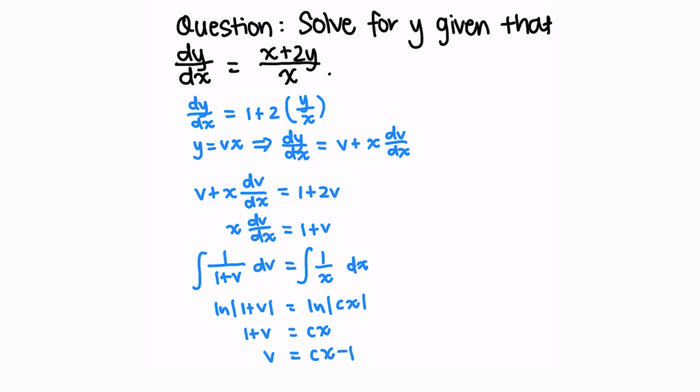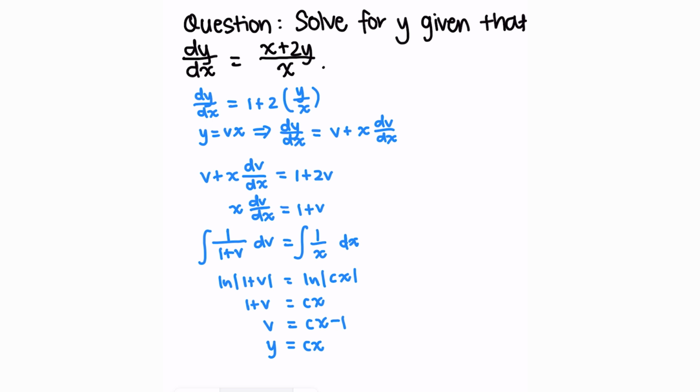But we're not done yet. We need to find this in terms of y. We need to find what y is. And since v over here is y over x, we get that y over x equals cx minus 1. So y is just cx squared minus x.